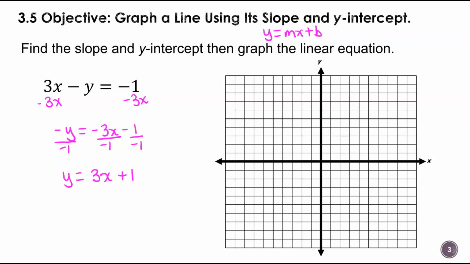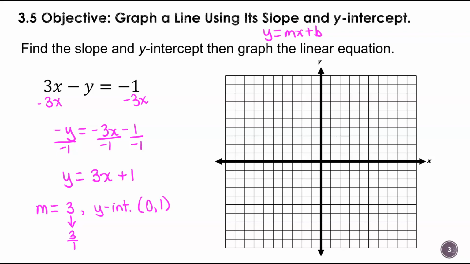Now, I identify my slope, so my slope is 3, and my y-intercept is 0, 1. Now for graphing purposes, I would want to write the slope as a rise over run, which would be 3 over 1. And then I can put that on the graph and count to graph this line. This is a really great and easy way to graph.